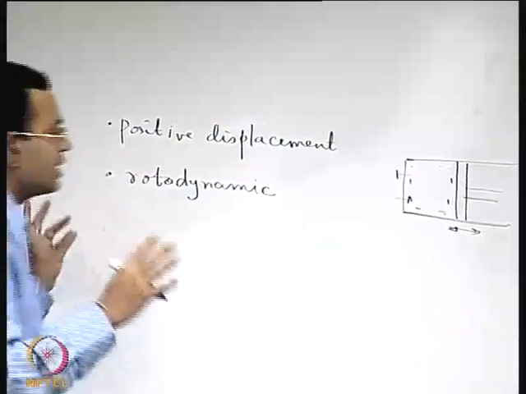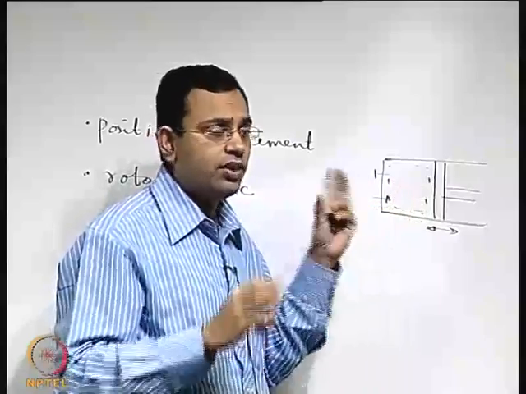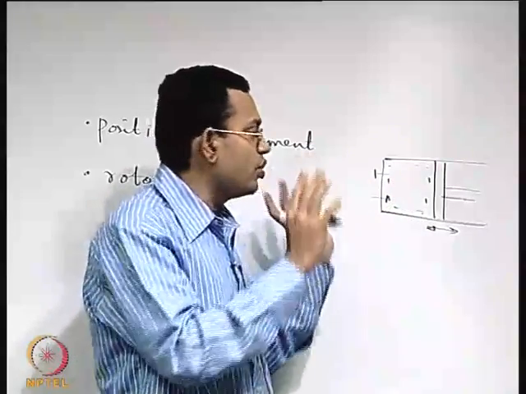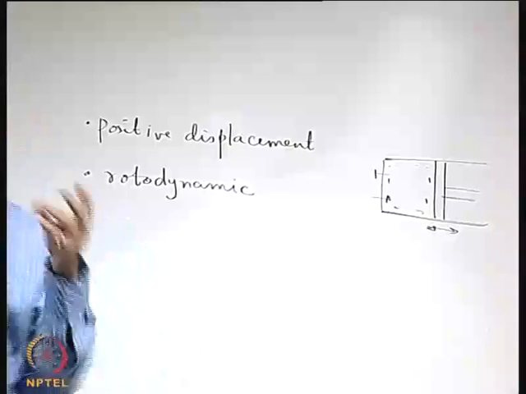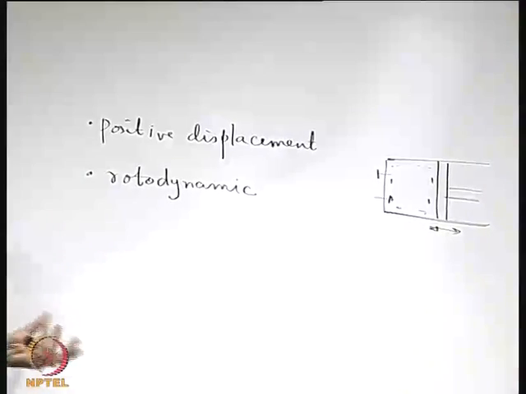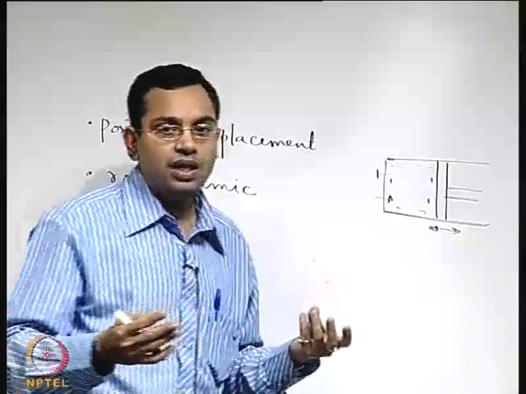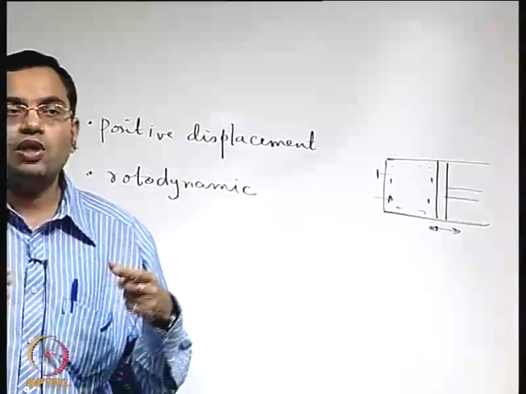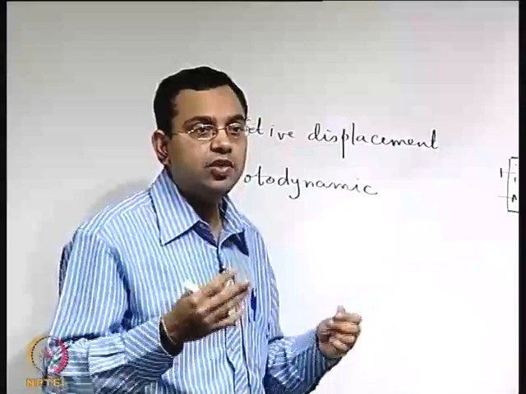So, this is an example of a positive displacement device, but this is not the only example. We have to keep in mind that the sole purpose of this is to have a change in volume of the working fluid in a confinement. It need not always be a reciprocating type, but there may also be a possibility of change in volume because of the flexibility of the device itself. A classical example is the human heart.